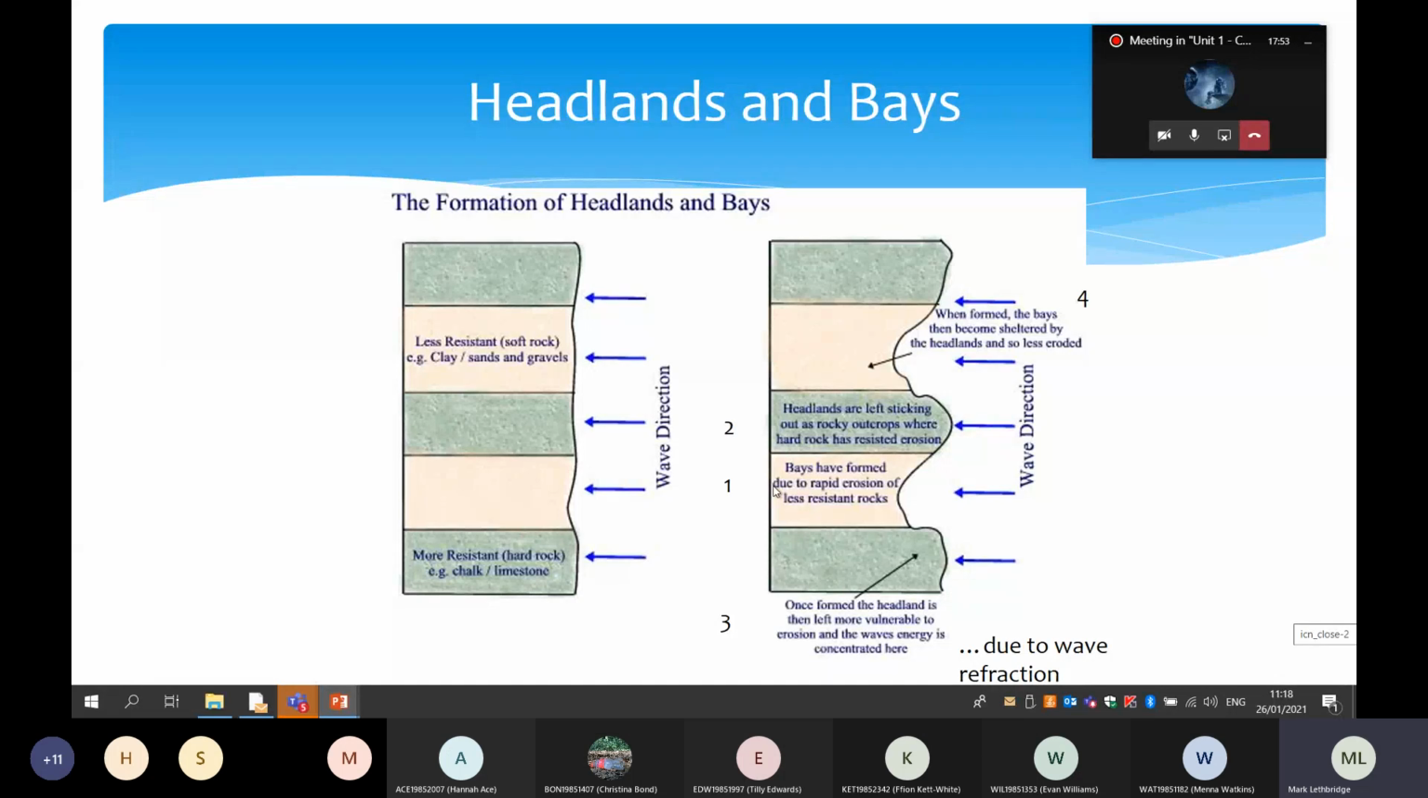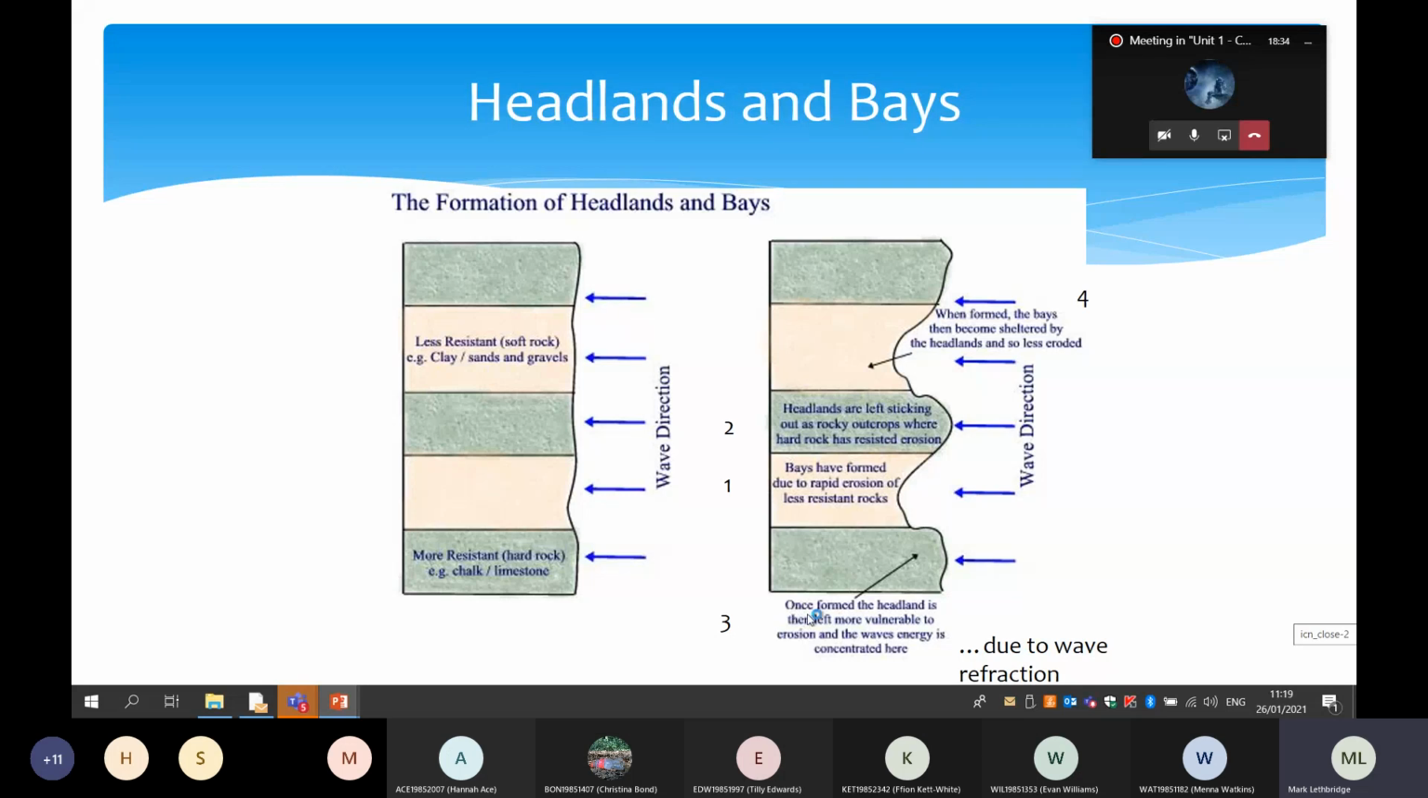Now, if you wanted to, just like with tectonics, you could draw out a diagram like this, or you could just write it out in full. And actually, these 4 explanations are pretty much everything you need, as long as you can insert the right words into it. The reason for the 1, 2, 3, and 4 is that they are the order that this would go in. So if you look at it, the first one, you would say that bays have formed due to the rapid erosion of less resistant rocks. Then you would say that headlands are left sticking out as rocky outcrops where hard rock has resisted erosion.